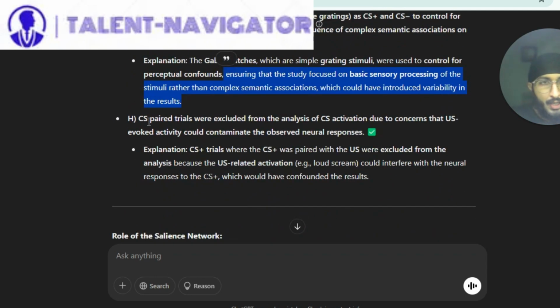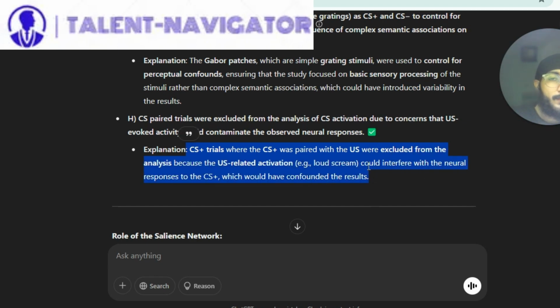Now, CS paired trials were excluded from the analysis of CS activation due to concerns that US evoked activity could contaminate the observed neural responses. CS plus trials where the CS plus was paired with the US were excluded from the analysis because US related activation, for example a loud scream, could interfere with the neural responses to the CS plus, which would have confounded results.